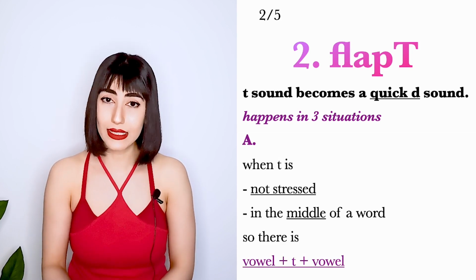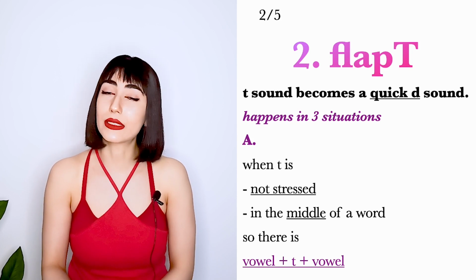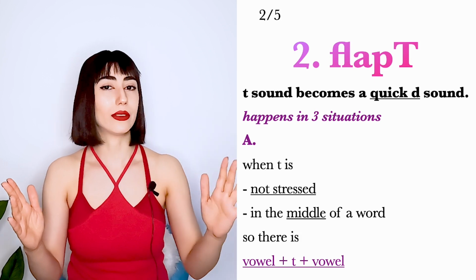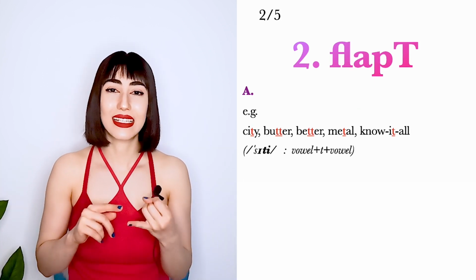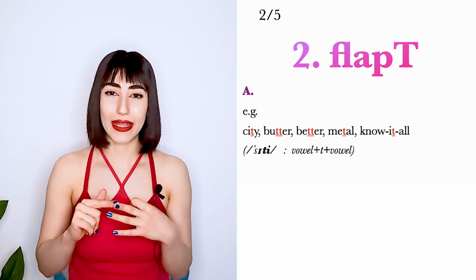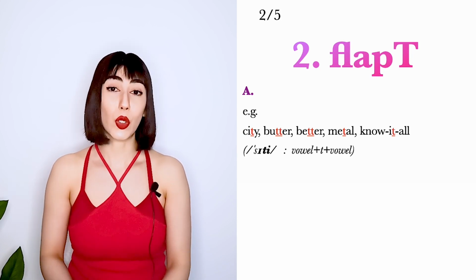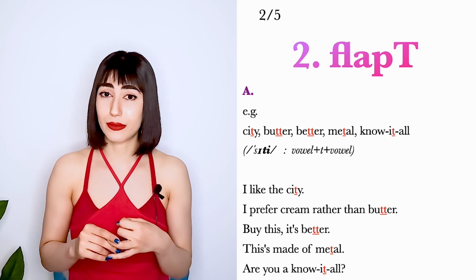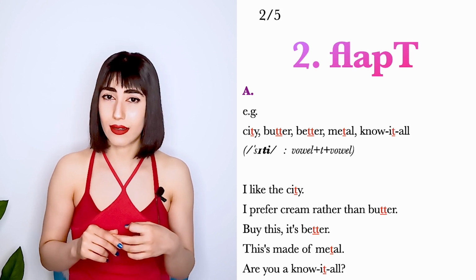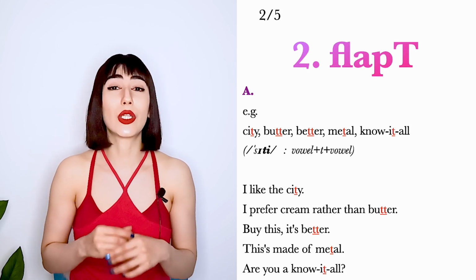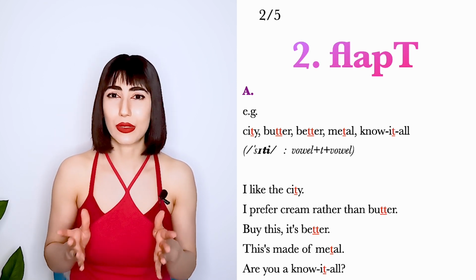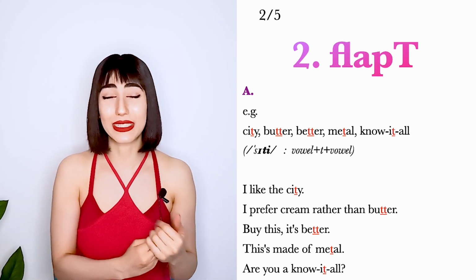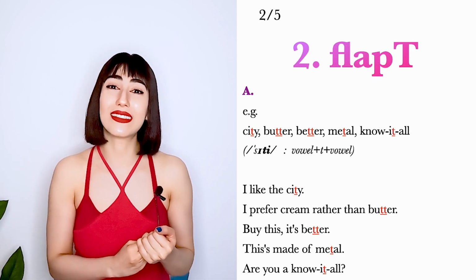When T is not stressed and it is in the middle of a word. We have vowel, T, vowel. For instance, city, bother, better, medal, and know-it-all. I like the city. I prefer cream rather than butter. Buy this, it's better. It's made of metal. Are you a know-it-all? Are you trying to say that you know everything? Yeah, the word for that is a know-it-all.